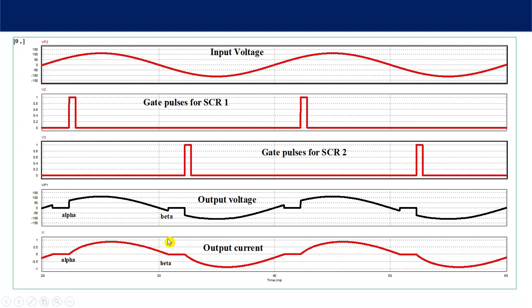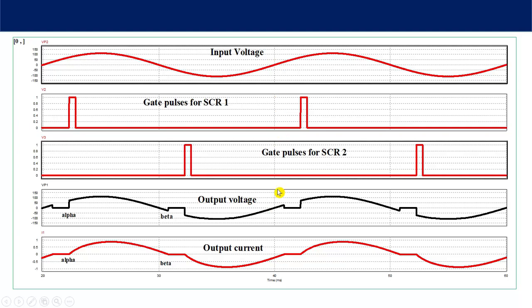So 1 is off at beta. This is known as the extinction angle of thyristor number 1. Now from beta to this point, pi plus alpha, the negative half cycle is started from here. So from pi plus alpha, the output voltage will follow the negative voltage pattern. You will see this voltage till thyristor number 2 is on, and thyristor number 2 will also be on for more than 2 pi.